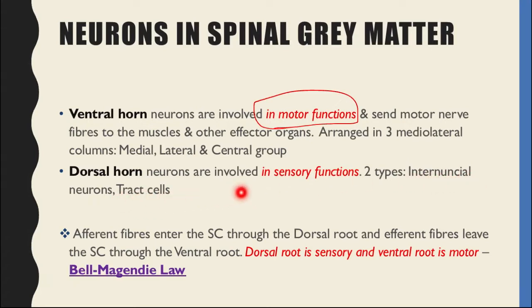There is no need to remember these internuncial neurons or the tract cells. Just remember the dorsal is concerned with the sensory function and the ventral is concerned with the motor function. Now, we can say dorsal root is sensory and ventral root is motor. That is also part of the Bell-Magendie law, like we have read in the synapse. Similarly, the dorsal root is sensory, dorsal root can never be motor, and ventral root can never be sensory. Okay.